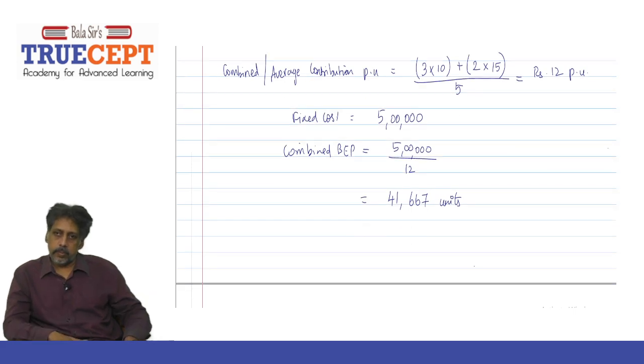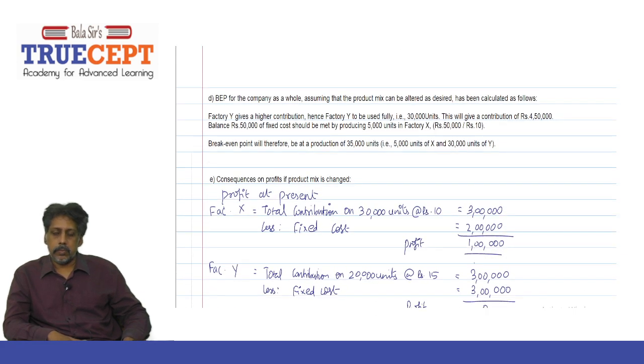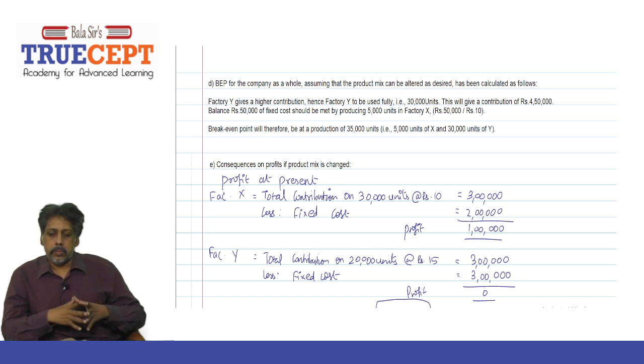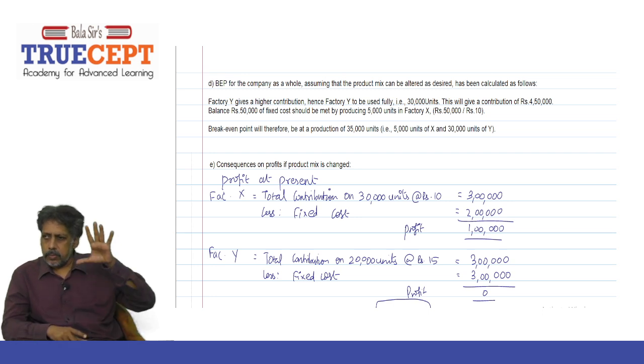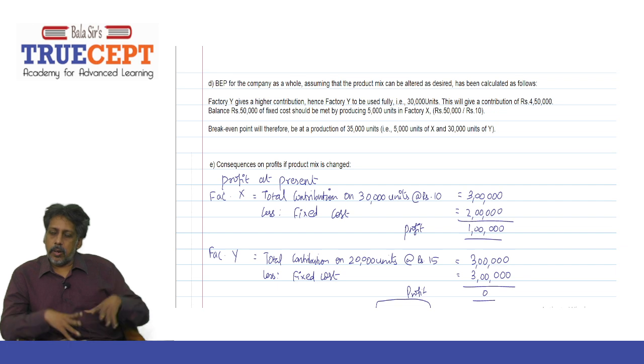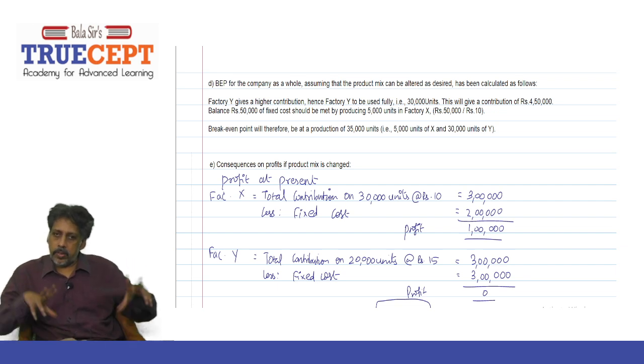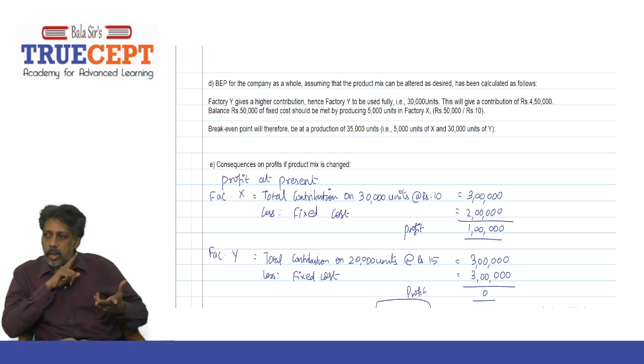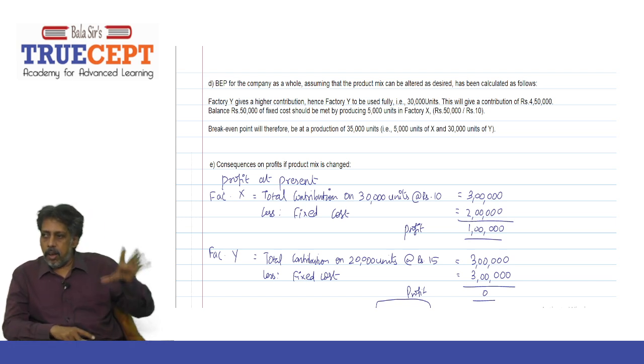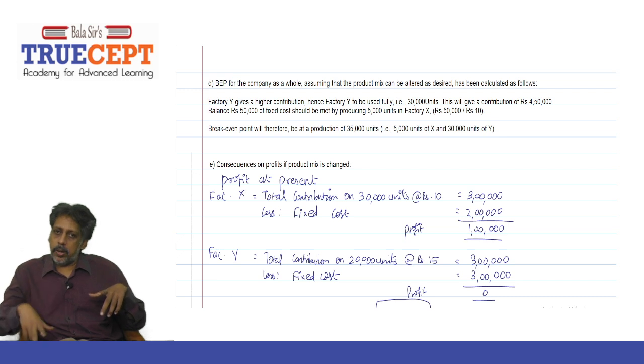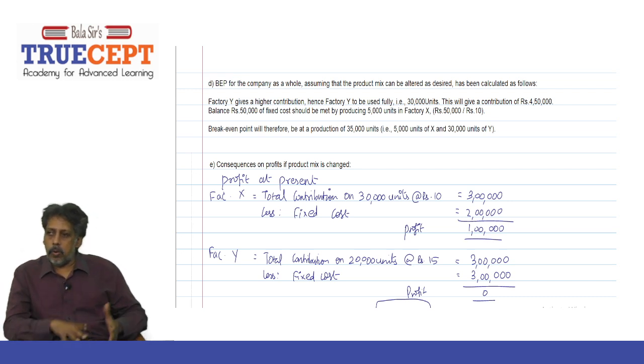Next D question, BEP for the company as a whole, assuming that the product mix can be altered as desired. Let me explain this. People just keep watching the screen, okay? It is given that you can alter the mix. It need not be 3 is to 2. In that case, you can say from the question, factory Y has a higher contribution per unit. So you will work factory Y at installed capacity, full capacity.